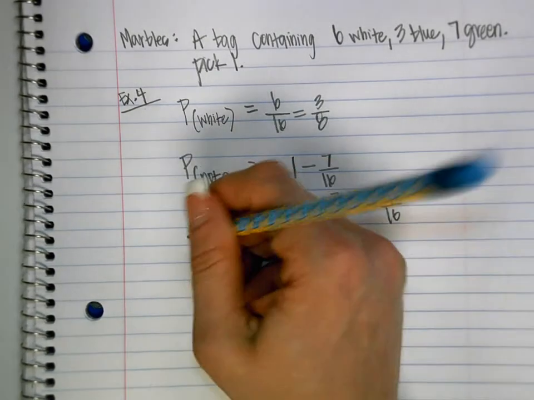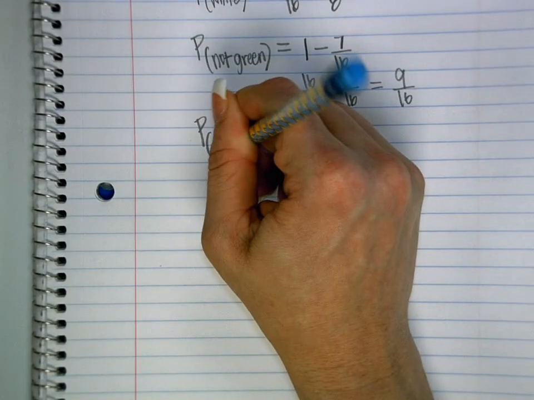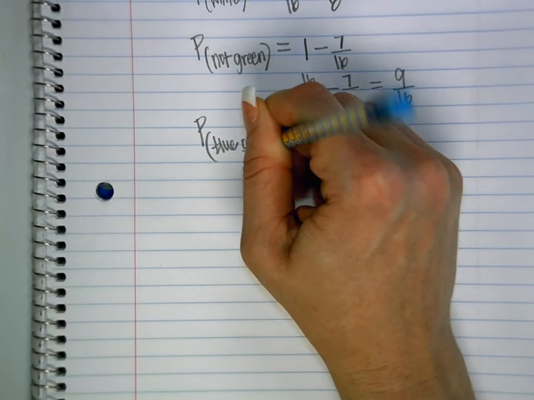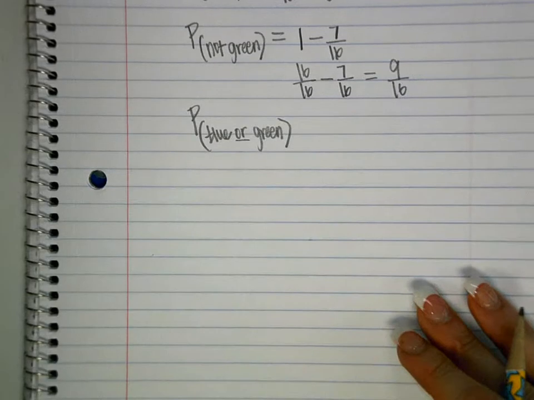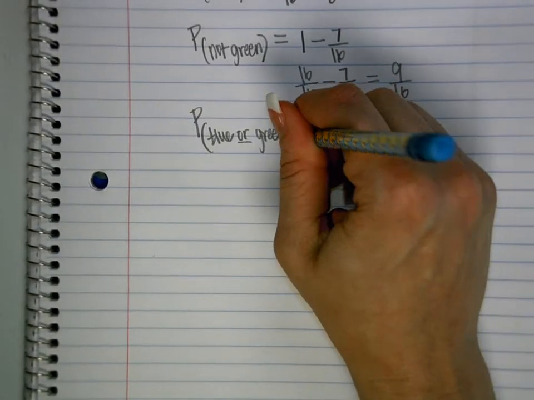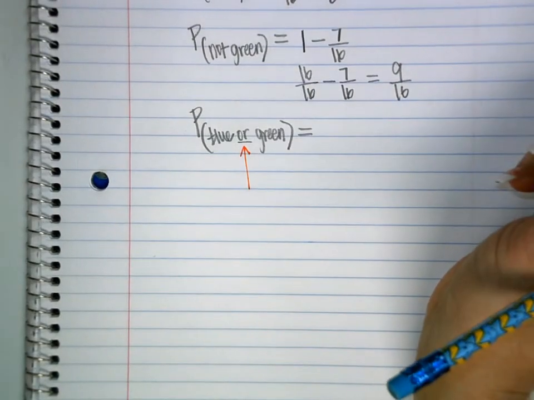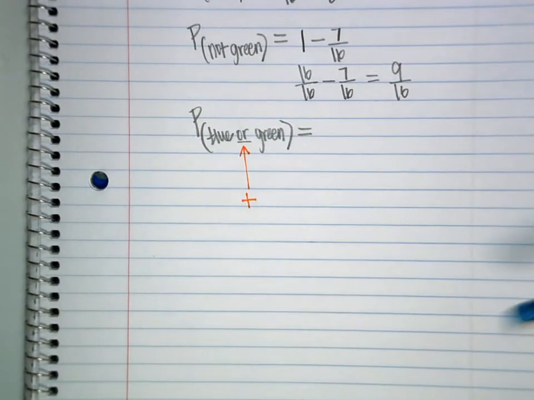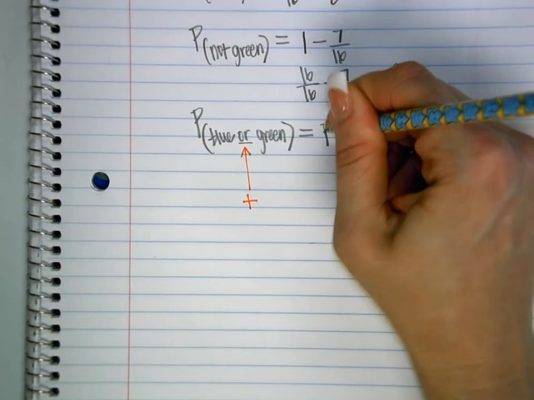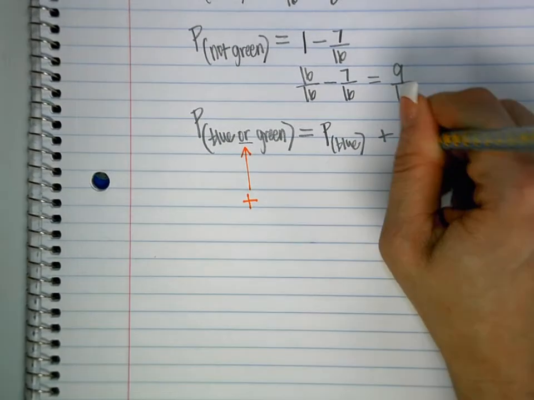Okay, and then the last one I want you to find is the probability that your marble is blue or green. So, whenever you see the word or, do you know what that's going to mean? Or means that we are going to add things together. So you have to find the probability of blue and add to that the probability of being green.